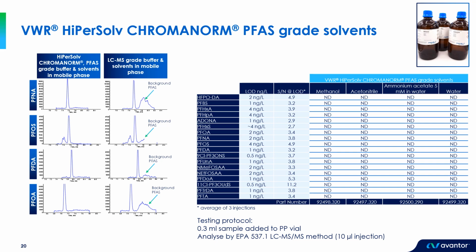Using a 10 microliter injection volume, we've tested these solvents with our EPA 527.1 method, and this approach achieved limits of detection in the very low single-digit parts per trillion level directly on the solvents without any sample pre-concentration. We've also taken these solvents through the full EPA protocol and obtained very clean laboratory reagent blanks for that method. So I'd highly recommend assessing whether PFAS-grade solvents can improve your own PFAS analysis.